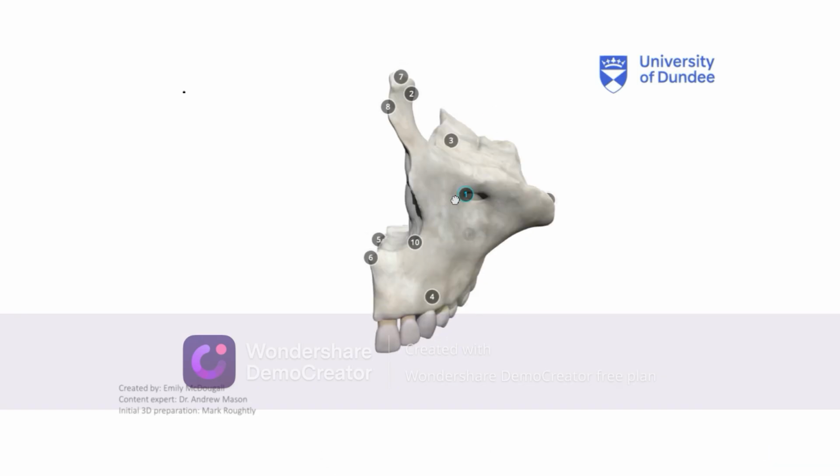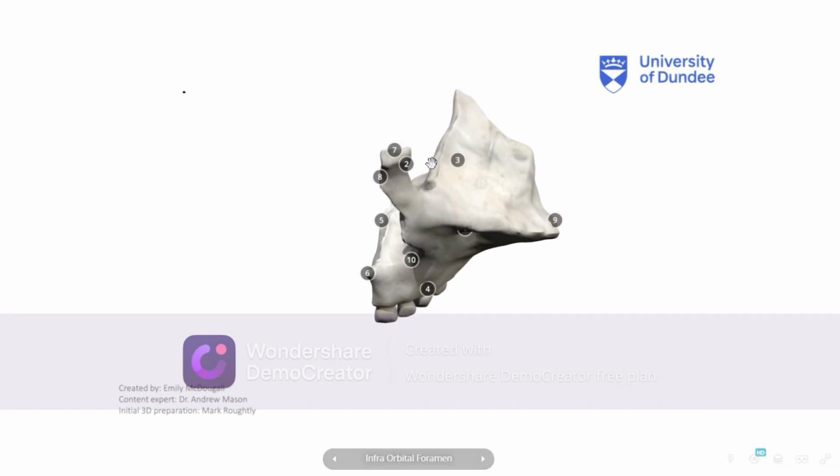Then the posterior surface. The posterior border is smooth, but it is notched by the infraorbital groove. Here is the infraorbital groove. We can clearly see this infraorbital groove. It is a smooth surface. The posterior surface is smooth but notched by the infraorbital groove. The medial border is present with the lacrimal notch.